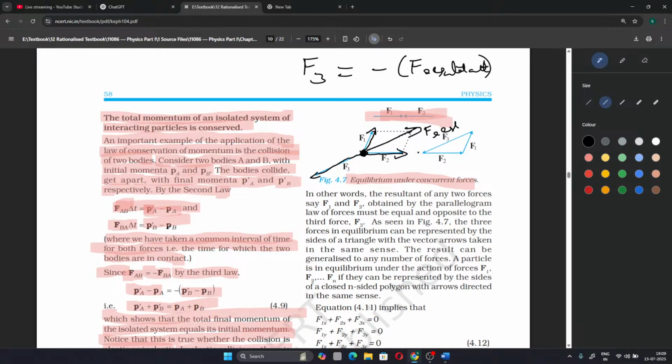The third case they gave here is also equilibrium under three concurrent forces, when the net force is adding up like this and actually becoming a cycle. When we do the vector sum and it forms a triangle or a square or any kind of polygon, a closed loop, the net force will be zero.